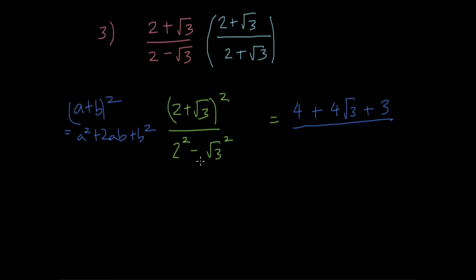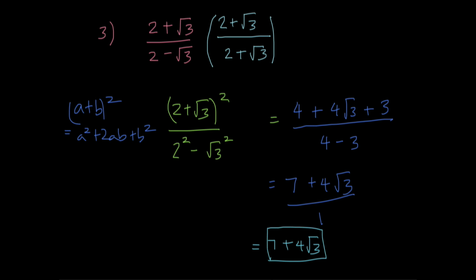That over 2 squared minus root 3 squared. 2 squared is 4. Minus root 3 squared is 3. So simplifying that, 4 plus 3, we're just adding like terms here. 4 plus 3 is 7 plus 4 root 3 over 4 minus 3 is 1. So this is my final answer. I can get rid of the 1. The final answer would be 7 plus 4 root 3.